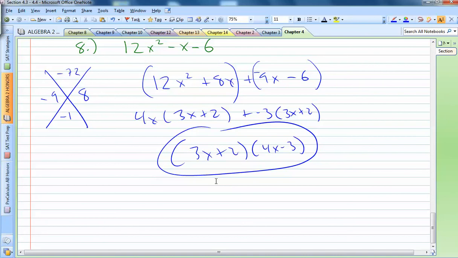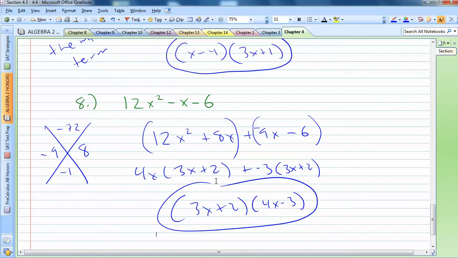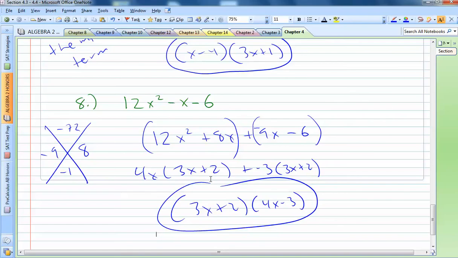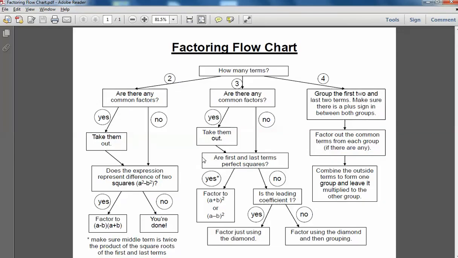So that basically completes this video. Going back to the flowchart, which will be available for download on our agenda, we haven't quite done factoring 4 terms, but of course we kind of did that for number 7 and 8. It's not that bad. Again, group the first 2 and last 2 terms, make sure there's a plus sign between both groups, factor the common terms from each group, and then combine the outside terms to form one group, leave it multiplied to the other group. So we kind of done all this stuff here.